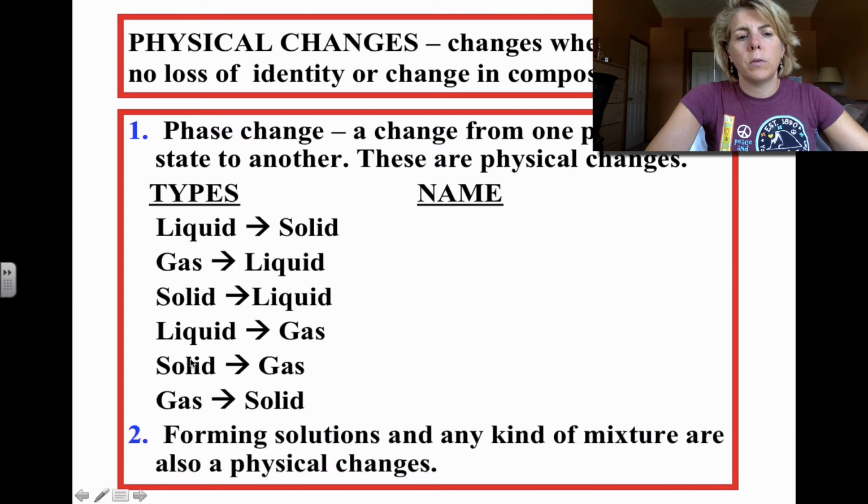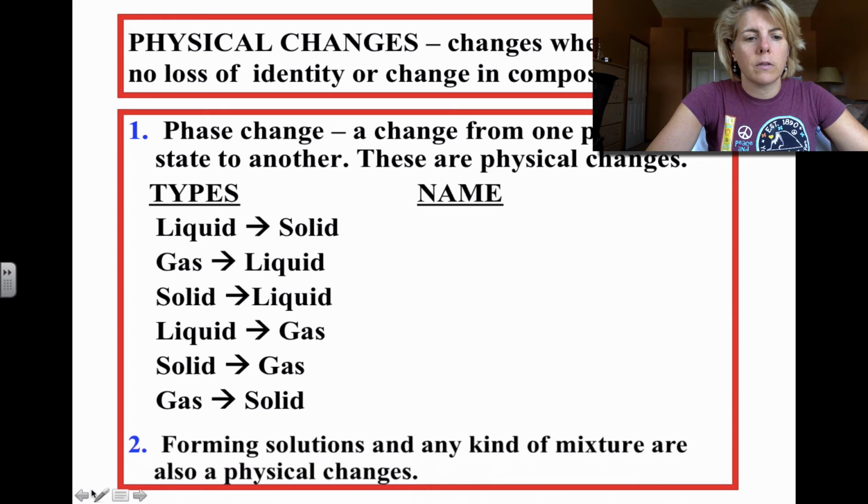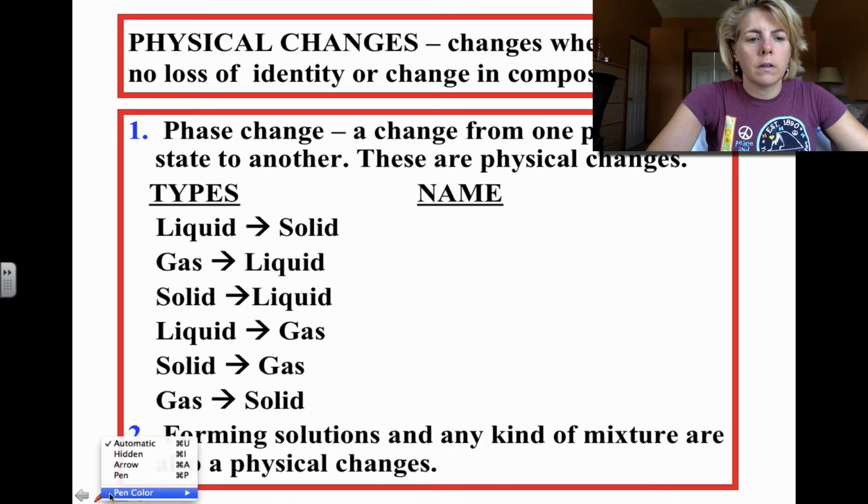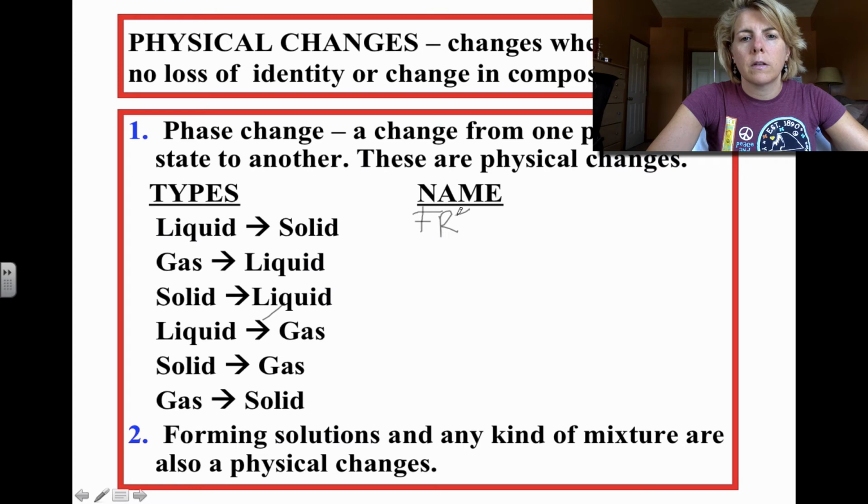Okay, so hopefully, sorry, I'm going to get my pen out. Okay, so hopefully you figured out this is freezing. That's a Z, by the way.